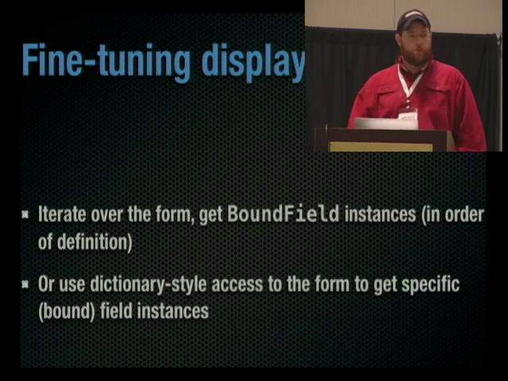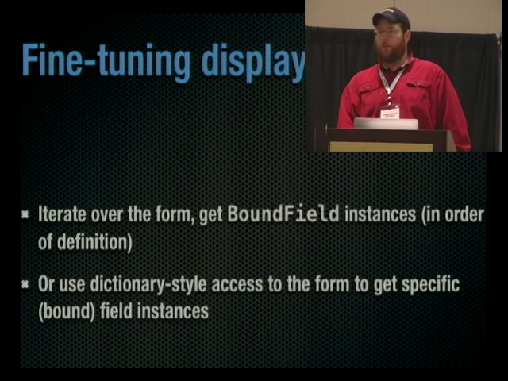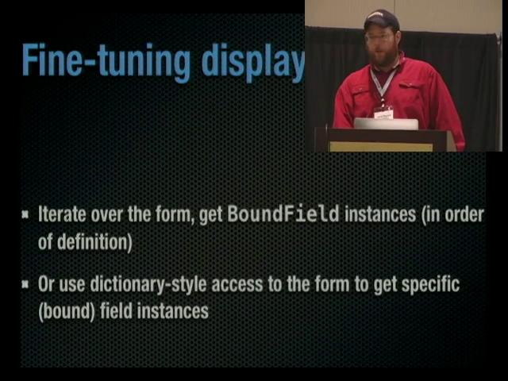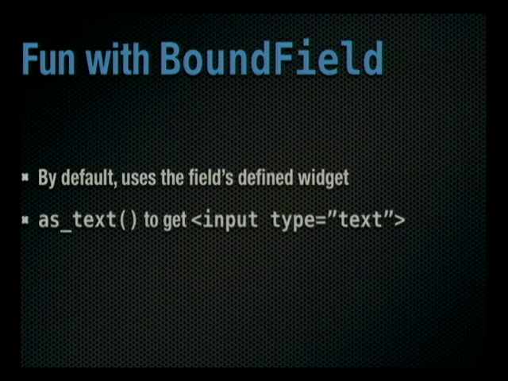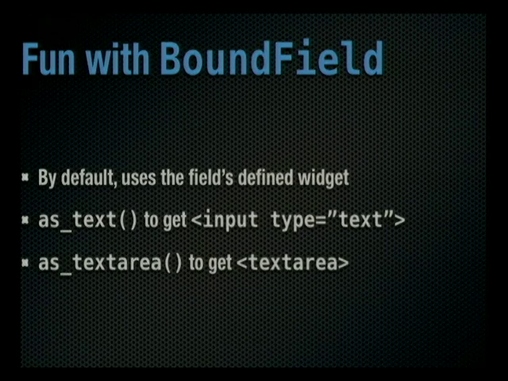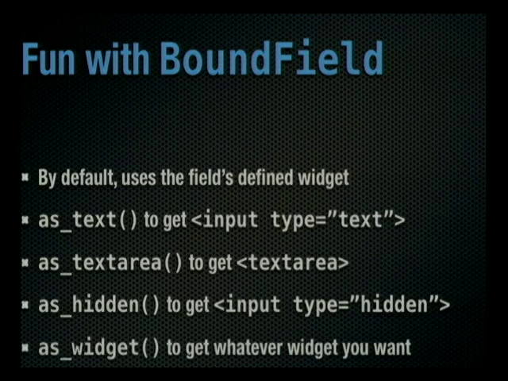You can also use dictionary style access on the form. Using field names will get you back the bound field instances. So hopefully you should never have to go as low level as tinkering with the HTML output method, because you can just do this. By default, bound field uses the field's defined widget, but it does have a method called asText, a method called asTextArea, and a method called asHidden. So if for some reason you want to, on a per case basis, override what widget is being used without changing the definition of the form, this is a way you can do that when you're rendering it. There's also asWidget, which lets you supply whatever widget you want.